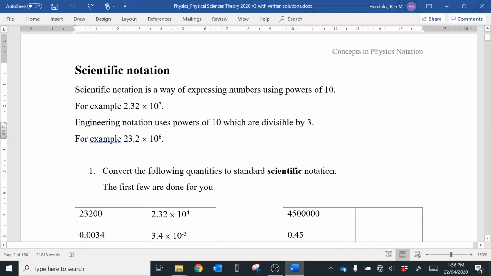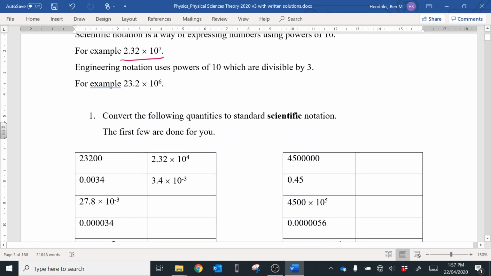Alright, so we're looking at scientific notation, and as it says here, scientific notation is a way of expressing numbers using powers of 10. We have, for example, here 2.32 times 10 to the 7. So when we're converting numbers to scientific notation, we want to have one number in the unit column followed by decimal places times 10 to the power of something.